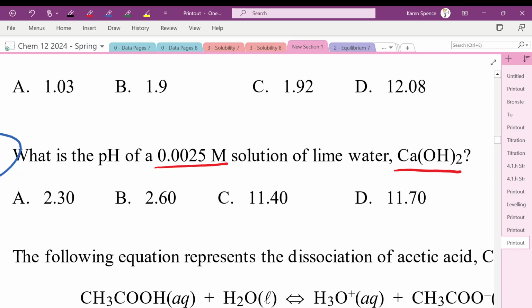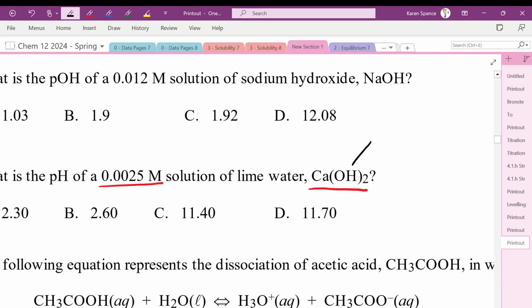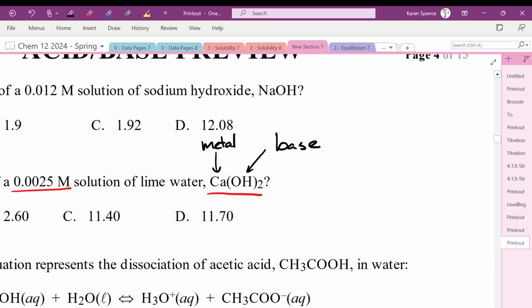So we want the pH of 0.0025 molar Ca(OH)2. Now Ca(OH)2, what kind of a substance is that? That is a base. And in particular, what type of element is calcium? It's a metal. So we have a metal hydroxide. And what do we know about metal hydroxides? They are strong.